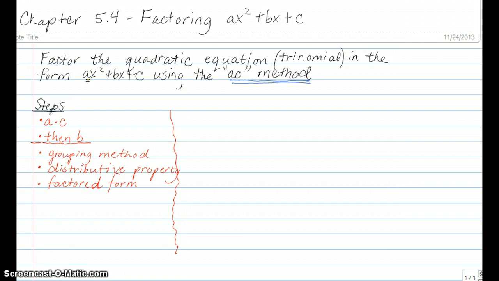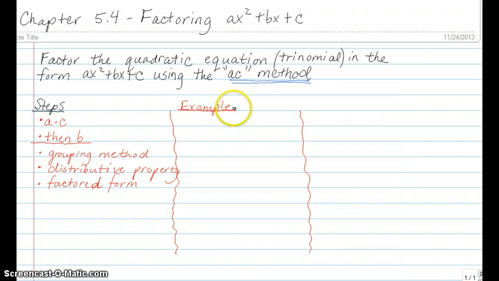So here are your steps. You multiply a times c, which means you have to write a, b, and c down to begin with. Then you find b, and I'll show you the steps for finding b. After that, you use the grouping method, and then the distributive property, and then finally you'll end up with factored form. Our third step will be to check it with the model and the table method, or with the table method, which is a lot like the model. So here's an example.